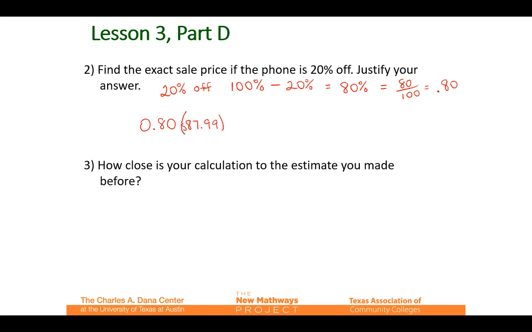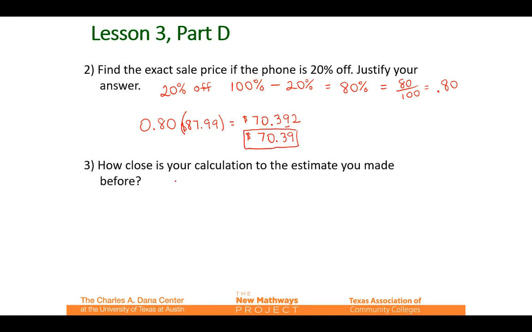Now you need that calculator because we're not estimating. 0.8 times 87.99 comes out to look like this. 70.392. Now, money only goes to the hundredths place. So the actual price would be $70.39.